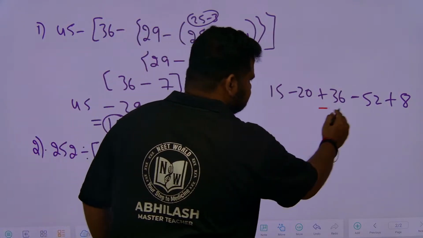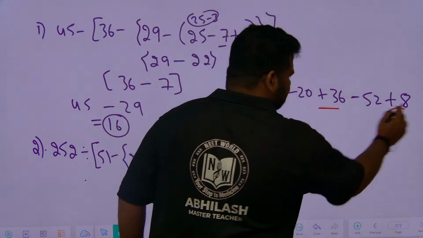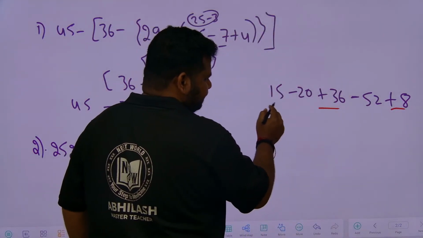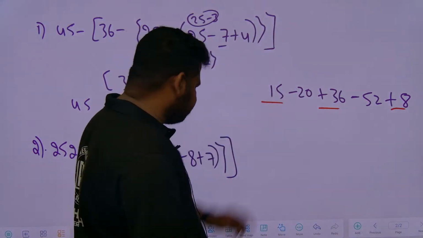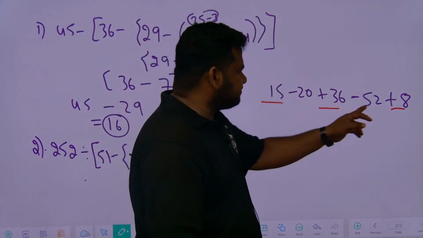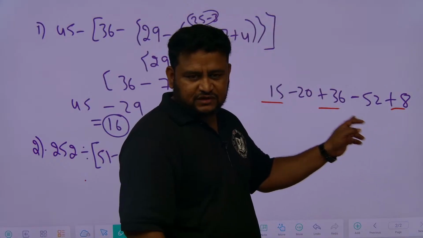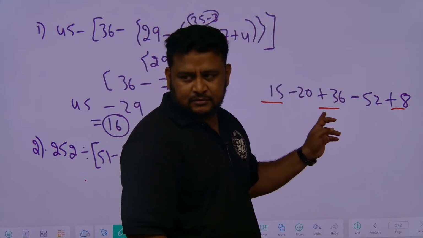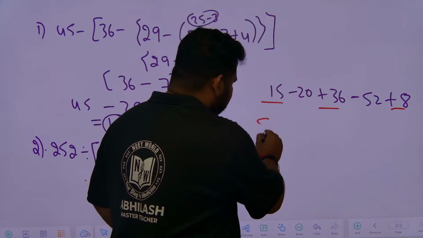Plus terms: 36 is a plus term, yes. 8 is a plus term. 15 is also a plus term. Add all of these first. 36 plus 8 is 44. 44 plus 15 is 59. So I got 59.